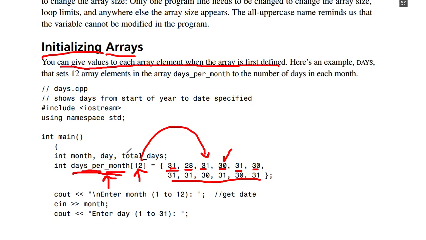At the time of definition, you can give values to each array element, and if you want to do this, this is the syntax. You just write the numbers in braces and separate these different numbers by commas. So this would be the number stored in the first location, this the number stored in the second location, the third, 4th, 5th, 6th, 7th, 8th, 9th, 10th, 11th, 12th. And then you just put the closing brace and semicolon. So this is how you can define an array. It has 12 elements, and these 12 elements are these numbers.